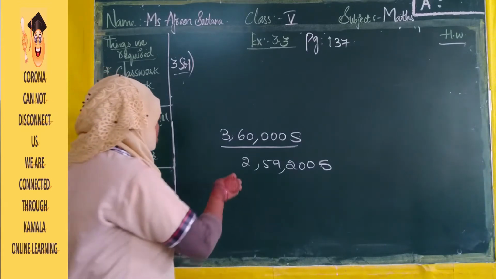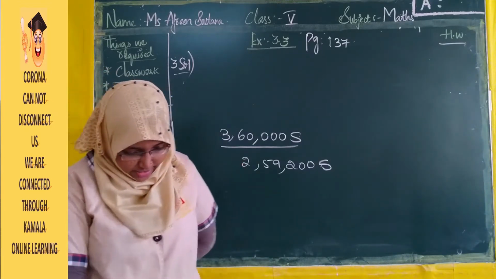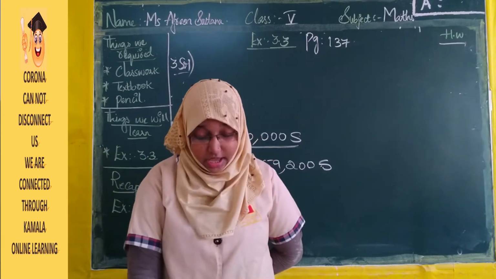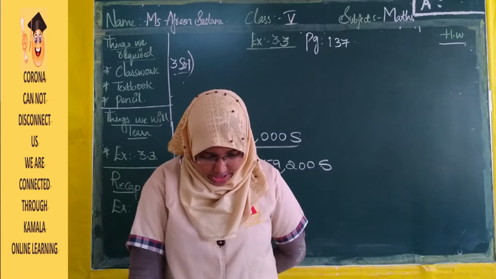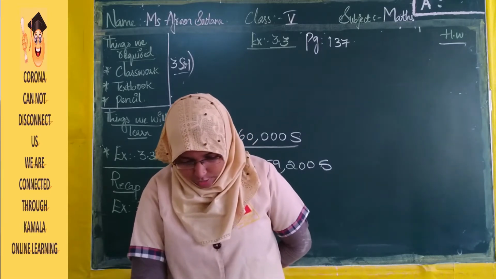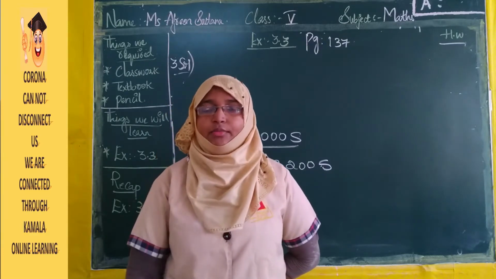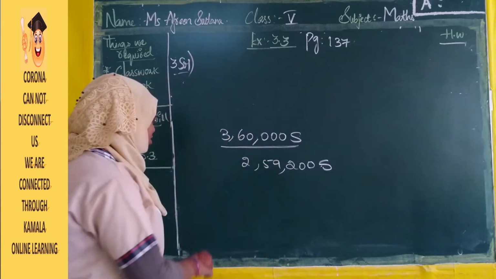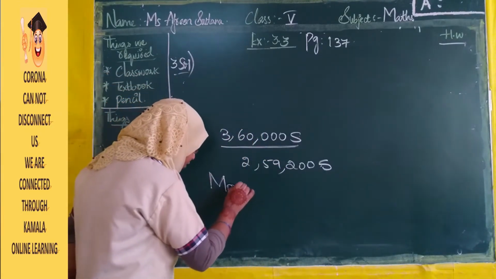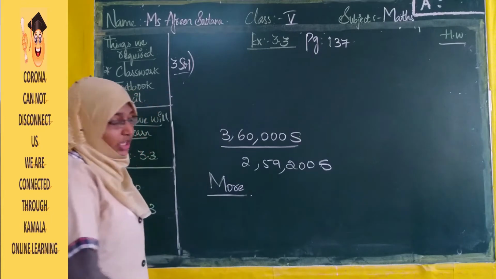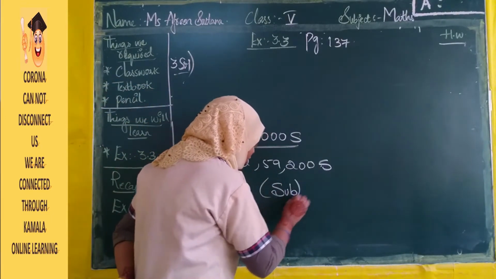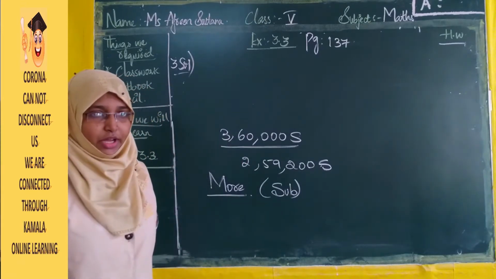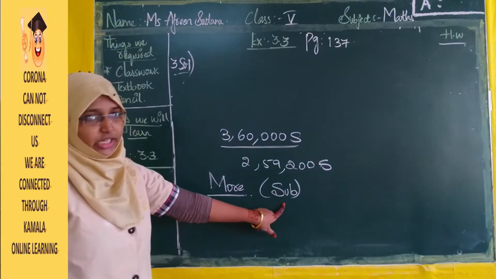If you see on page number 136, we said that we need to do subtraction when we encounter words like subtract, difference, left, remaining, balance, how many more. How many more seconds does she have? As the word here is more, we are going to do subtraction. We are going to perform the operation that is subtraction.